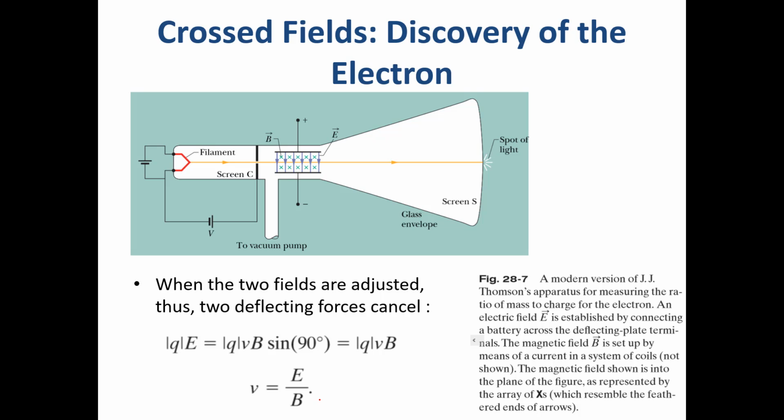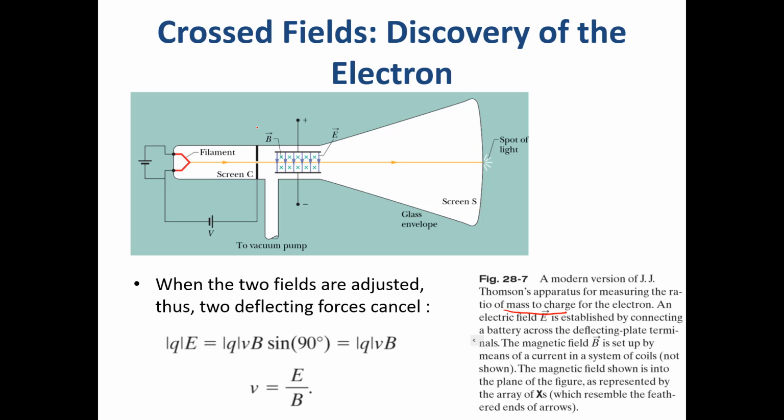And so it is a modern version of J.J. Thomson's apparatus for measuring the ratio of mass to charge for the electrons. So here, if we have this device like this one, this device is useful for measuring the ratio of mass to charge.